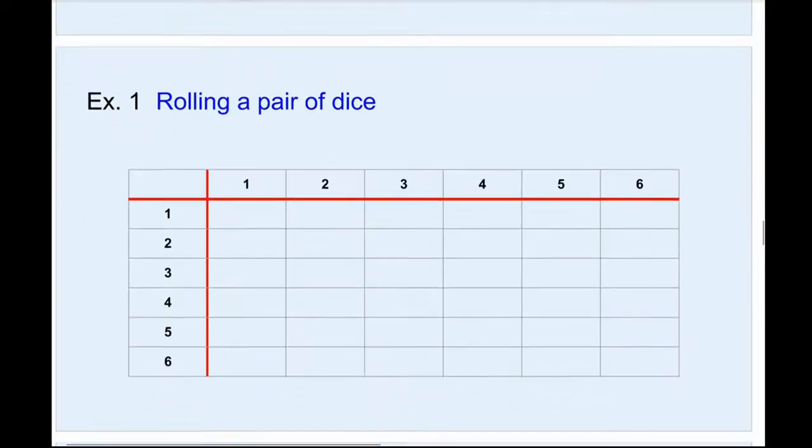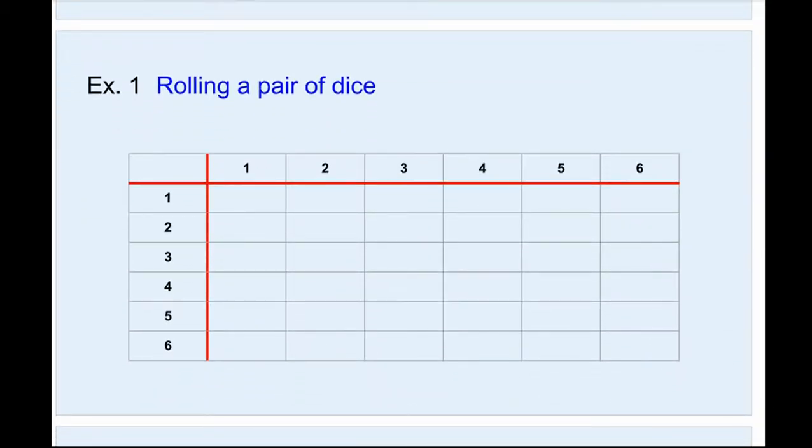So for example, we're going to look at the first one. We're going to look at rolling a pair of dice. So we have two dice here. We want to fill out this chart to fill out the outcomes. So for example, 1 and 1, I get a sum of 2. 2 and 1, I get 3. 1 and 2, I get 3, and so on. So again, take a minute or two, fill this out on your own, and we're going to come back.